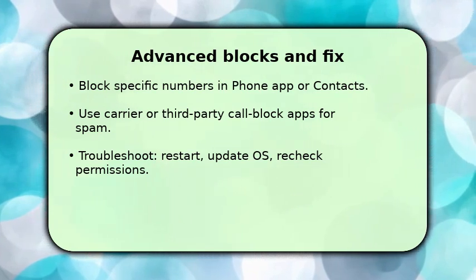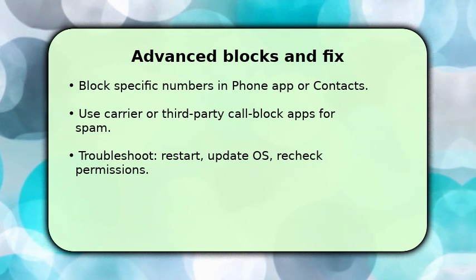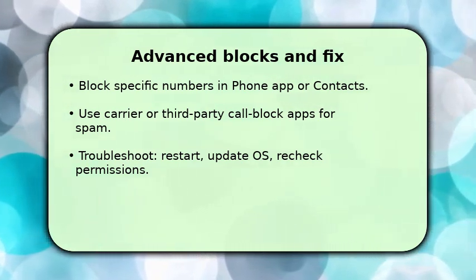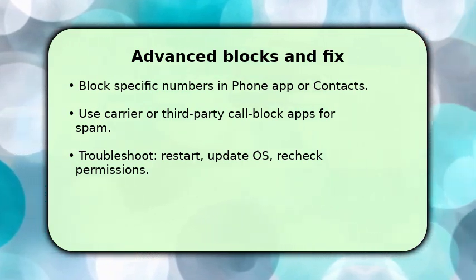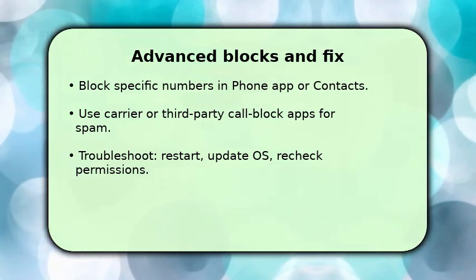For spam or unknown callers, install your carrier's or a reputable call blocking app and enable its permissions. If calls still come through, restart the phone, install OS updates, and recheck Focus/DND permissions for phone and third-party apps. If problems persist, remove and re-add the schedule.